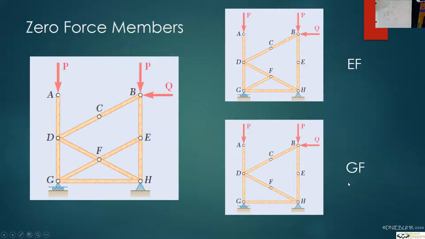And so now everything's supported, it's still there. But we have identified our zero force members, and that's that. So hopefully that makes sense. There are examples in the homework you can look at, but I think after you look at a few, the idea becomes pretty clear.